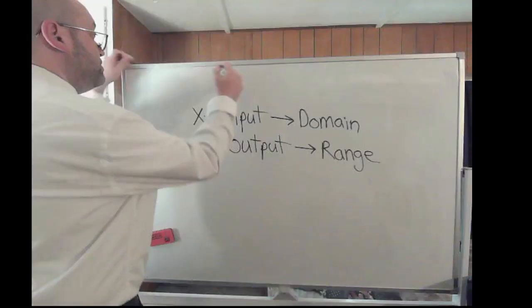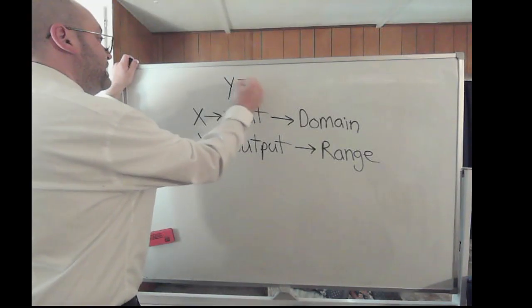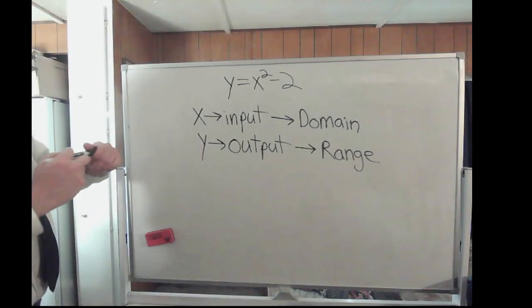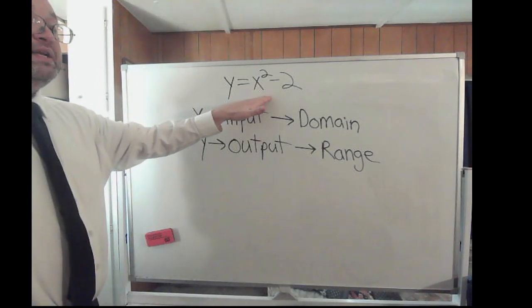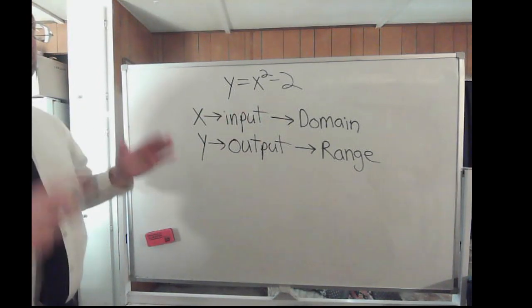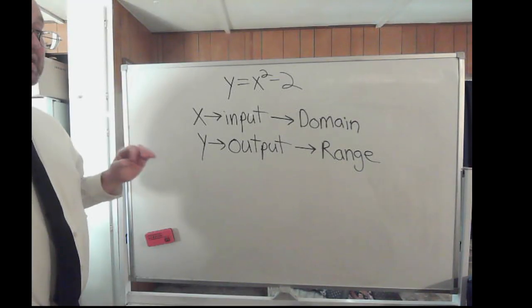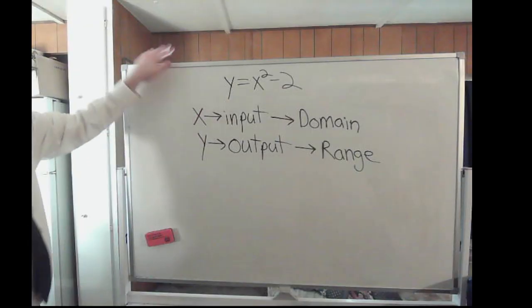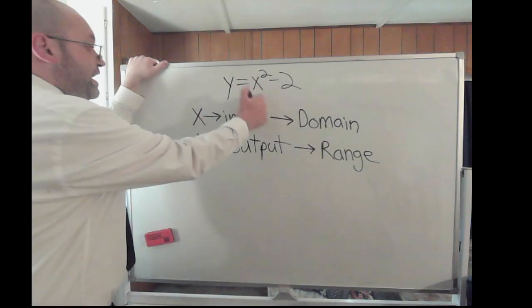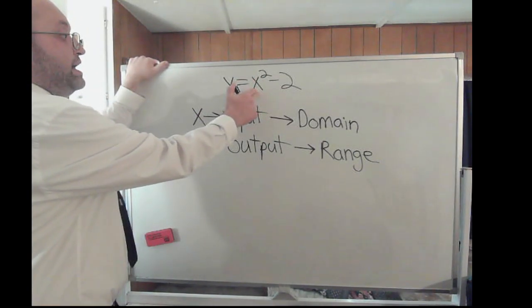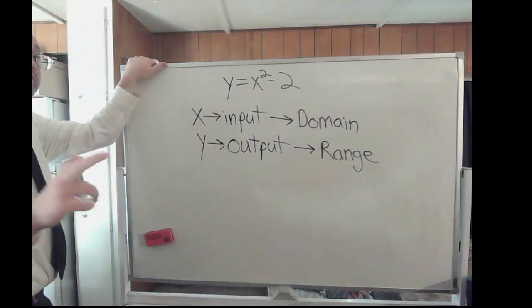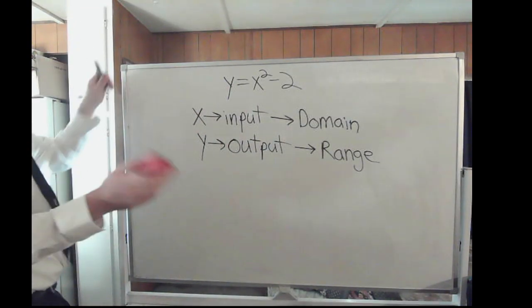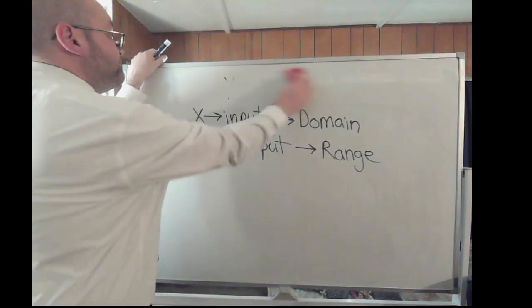How about y equals x squared minus 2? So we have y equals x squared minus 2. Once again, take any value you wish for x. If I stick in any value for x, I'm going to have one and only one value for y. So therefore, y equals x squared minus 2 is also a function.